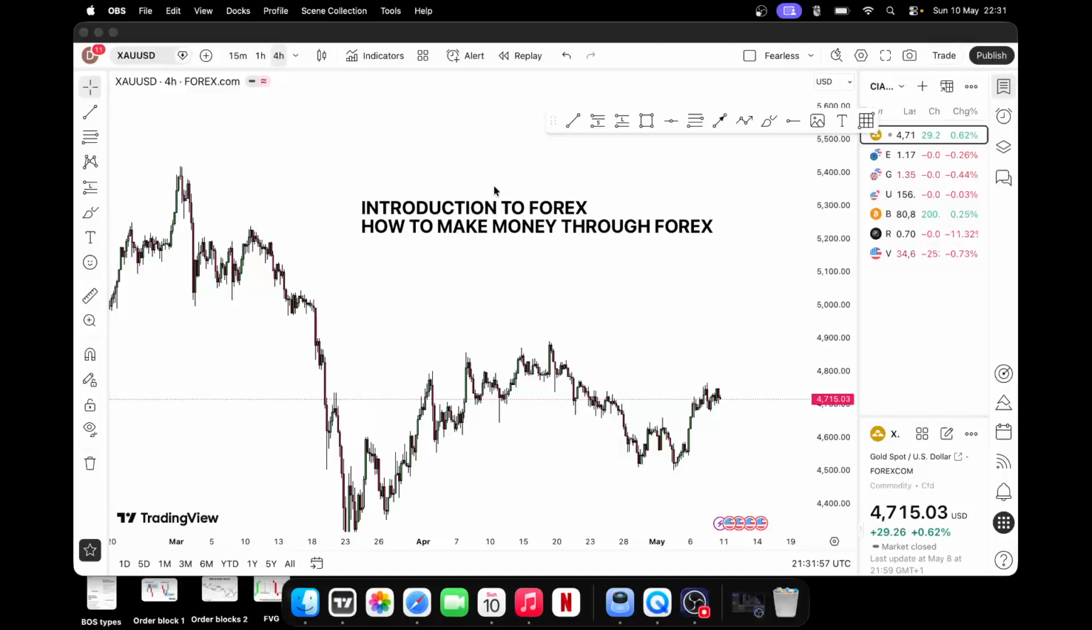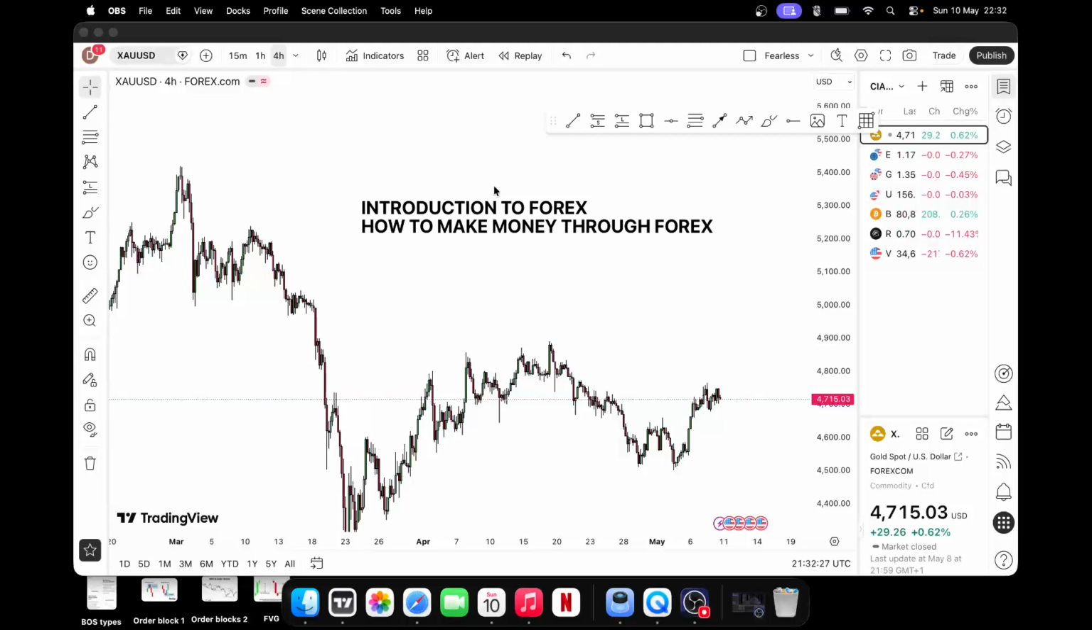What is the definition of Forex? I can define Forex as the simultaneous buying and selling of two currencies of the world. Simultaneous buying and selling of two currencies of the world. Globally, we have like 195 countries. 193 joined the United Nations, just 2 countries did not join the United Nations. But we have 195 countries globally.